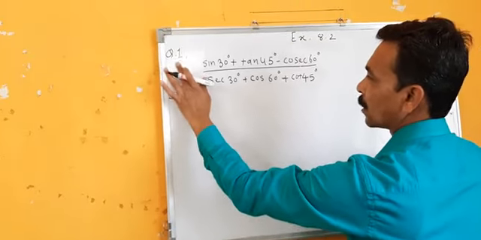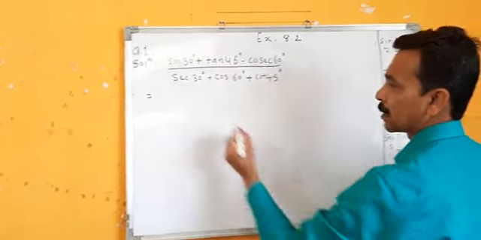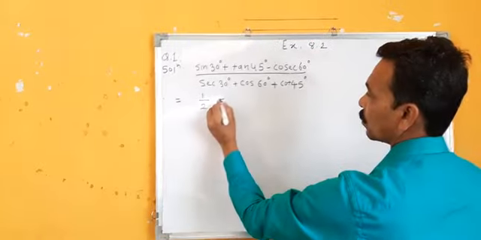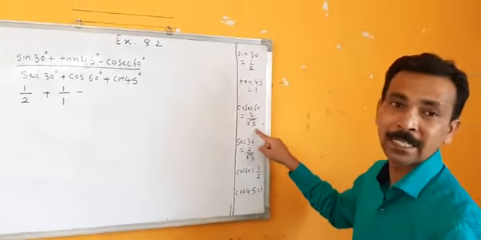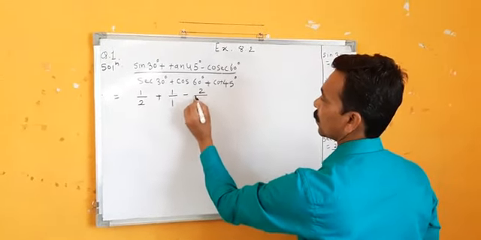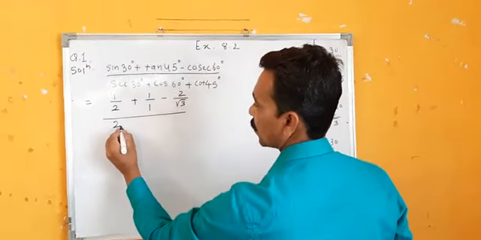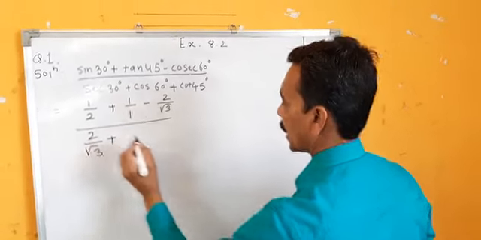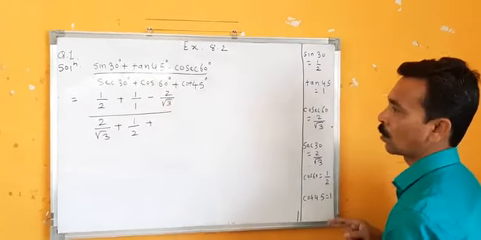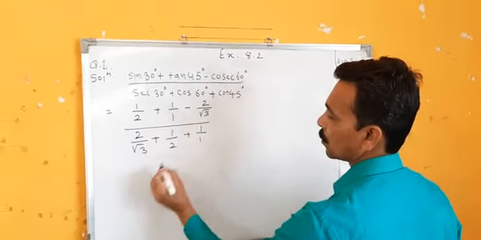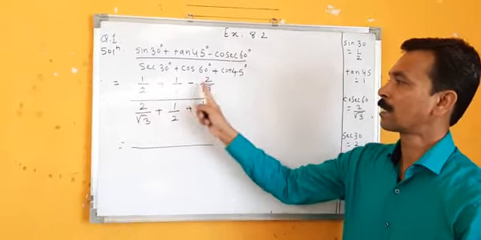I'll make this sum as solution and then I'll place the values. Sin 30 is 1 upon 2 plus tan 45 is 1 minus cosec 60 is 2 by root 3 upon sec 30. Sec 30 is 2 upon root 3 plus cos 60 is 1 by 2 plus cot 45 is 1. Now we'll take the LCM of 1 by 2 plus 1 by 1 minus 2 by root 3.